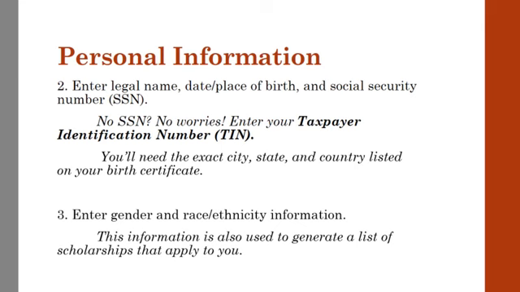Next, you'll be asked to enter your demographic information, including your gender and race or ethnicity information. This information is also later used to help create a list of scholarships that you will be applicable for at the UW school that you're applying to specifically.